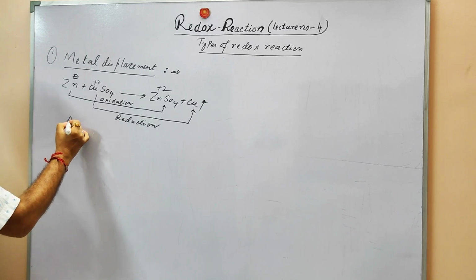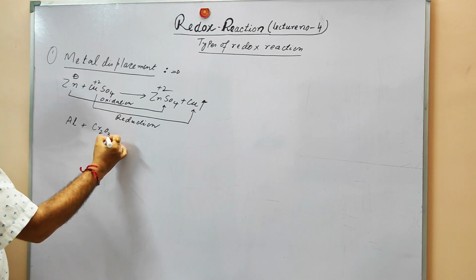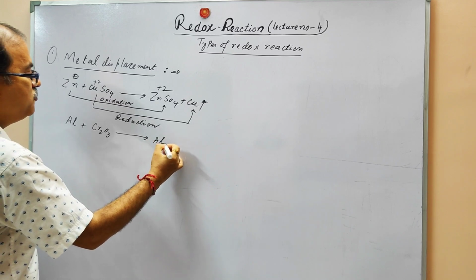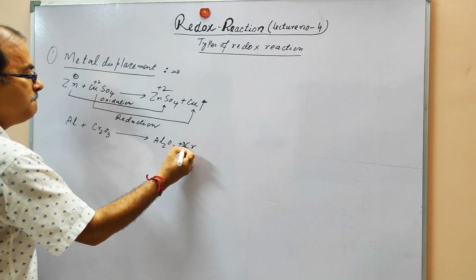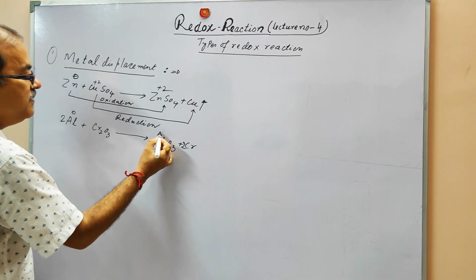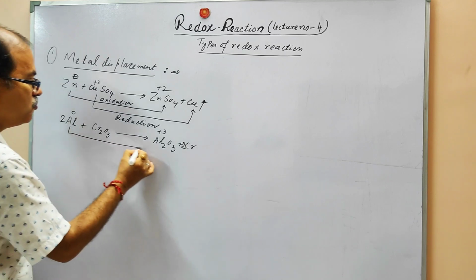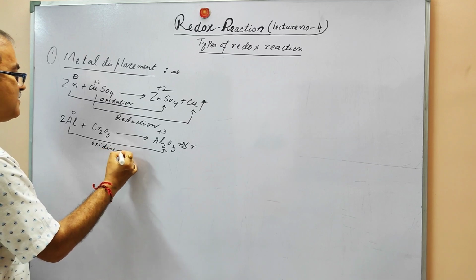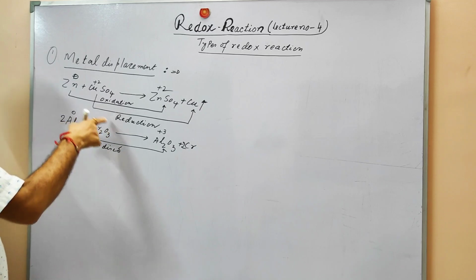Another very important reaction we can see is aluminium and chromium oxide. Here you can see the aluminium displaces the chromium. Here you can see aluminium is 0 and it goes to +3. So aluminium is oxidized, but it acts as a reducing agent. It reduces the chromium from this oxide.